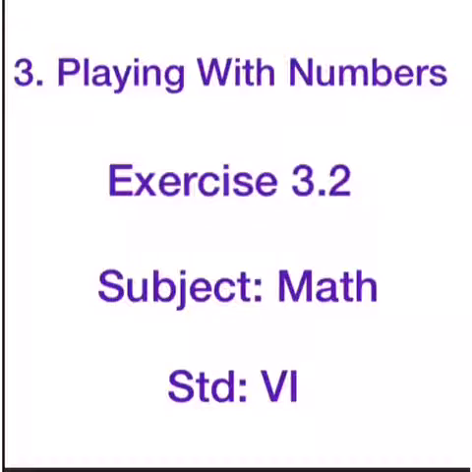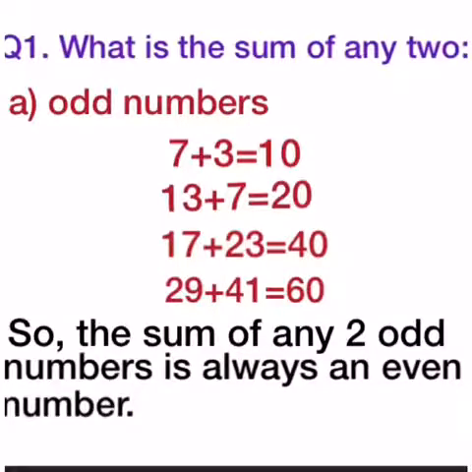In this chapter, today we will start exercise 3.2. The first question is, what is the sum of any two odd numbers? Children, the sum of any two odd numbers is always an even number. Whenever we add any two odd numbers, the result is always an even number.